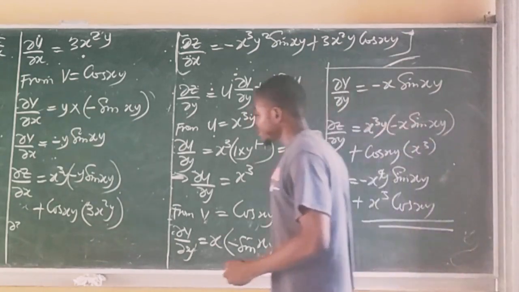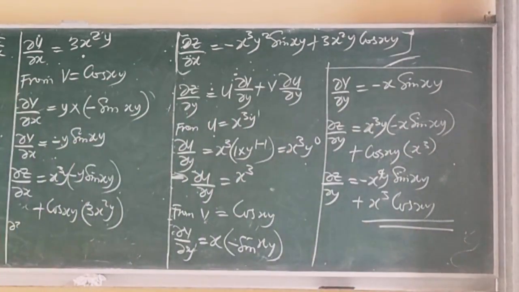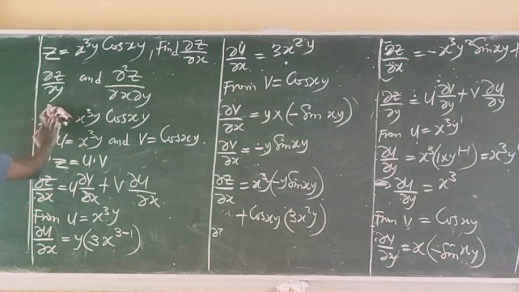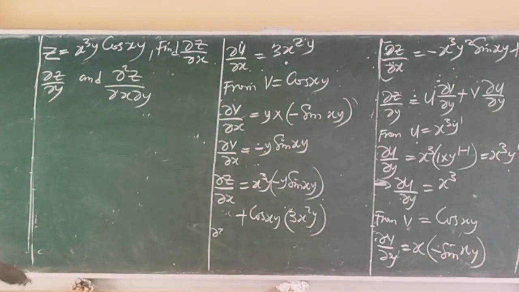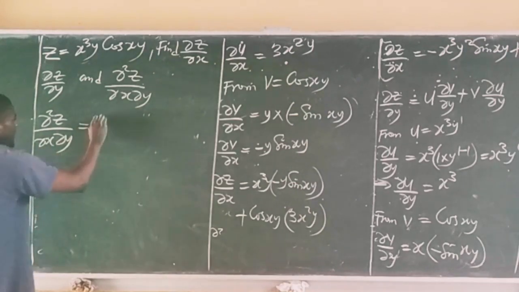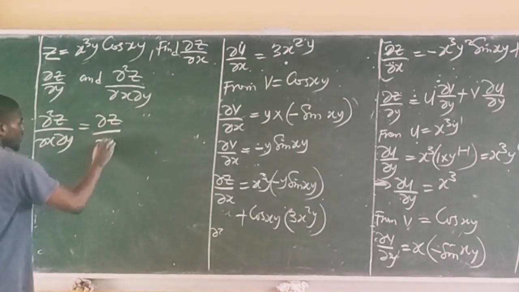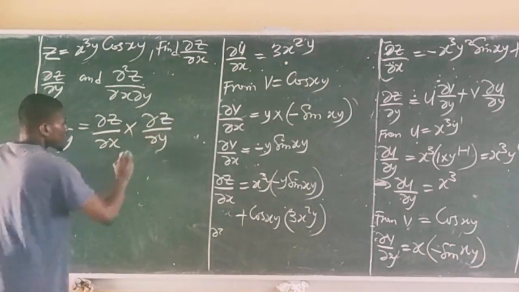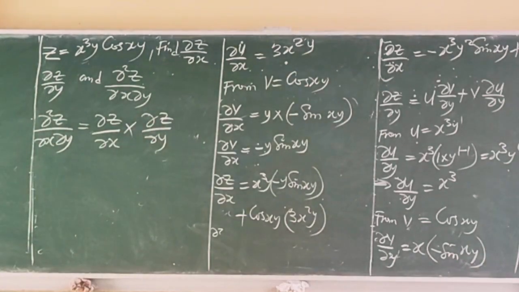And finally, the question says we should find the partial derivative, partial squared z, partial x, partial y. Okay. Alright, so take note. Partial squared z, partial x, partial y simply means the partial derivative of z with respect to x times the partial derivative of z with respect to y. This is what it means. So partial times partial gives us partial squared, then partial x, partial y, simply partial x times partial y. So this is what this statement simply means.